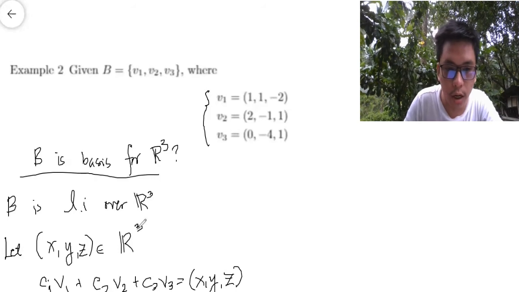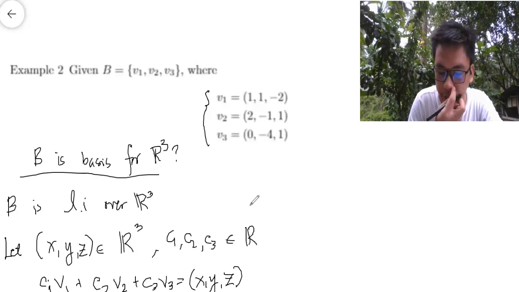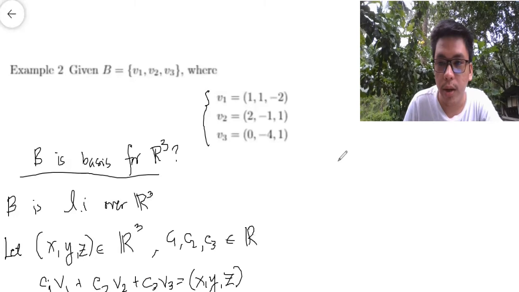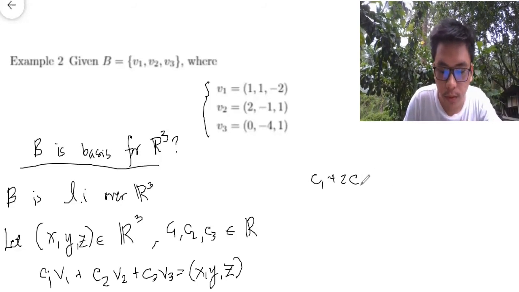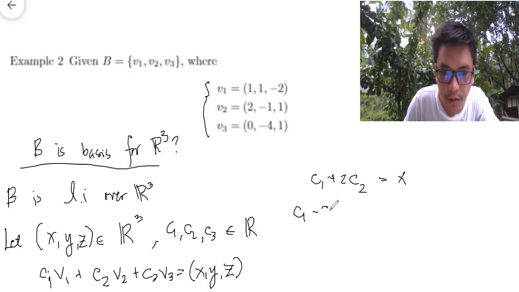Now your c1, c2, and c3 are scalars from R. By virtue of this, c1 plus 2c2, I'm sorry, it should be c1 plus 2c2 plus c3 equals x. Then c1 minus c2 minus 4c3 equals y. And negative 2c1 plus c2 plus c3 equals z.